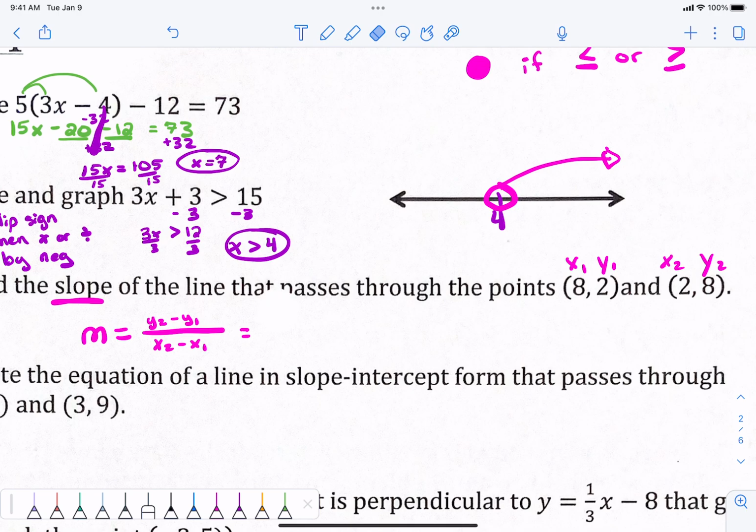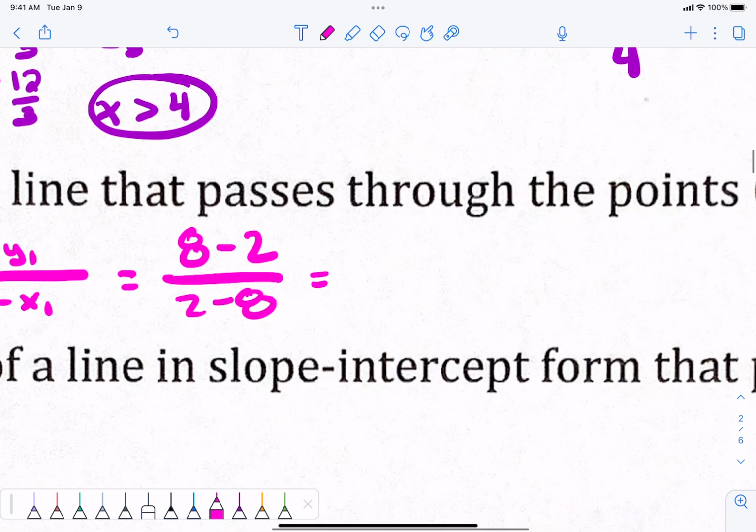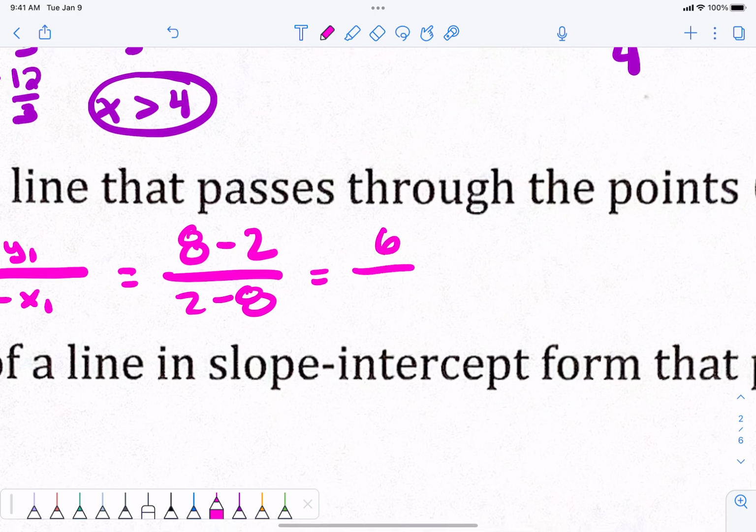So your second y minus your first y. That'd be 8 minus 2 over 2 minus 8. Wait, why don't you just put 6? No, I'm writing all my work out. 8 minus 2 is 6. 2 minus 8 is negative 6. So it's going to be negative 1. Negative 1 is your slope.